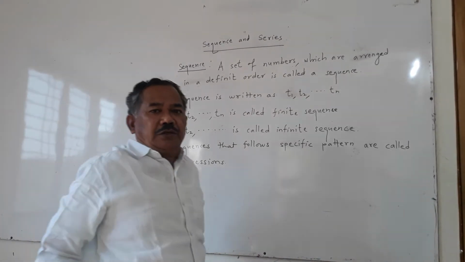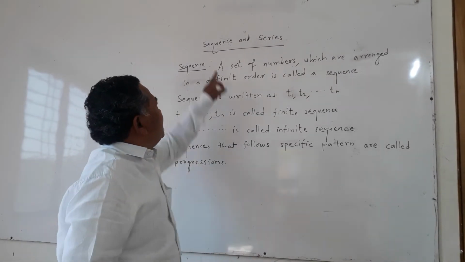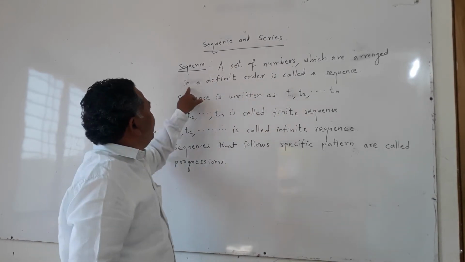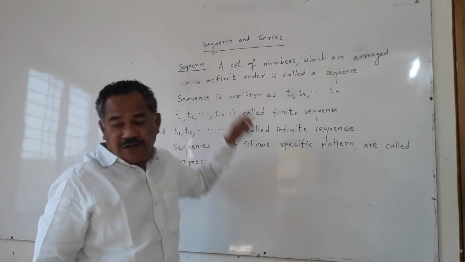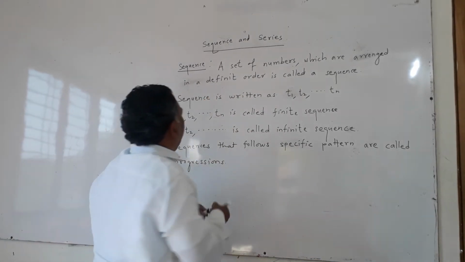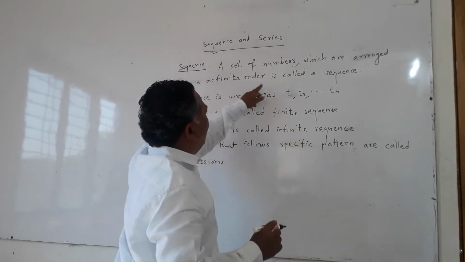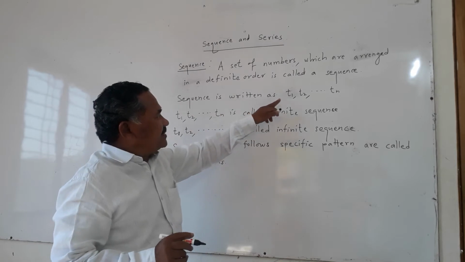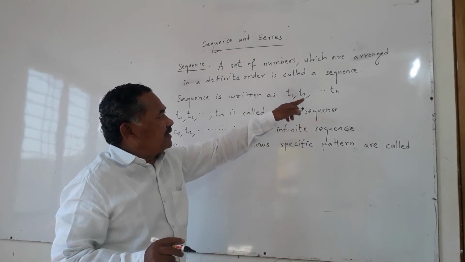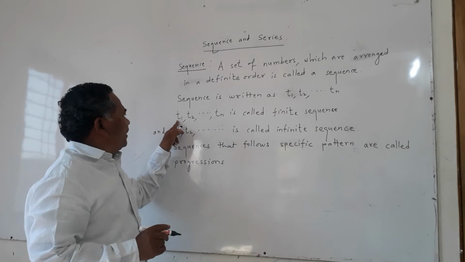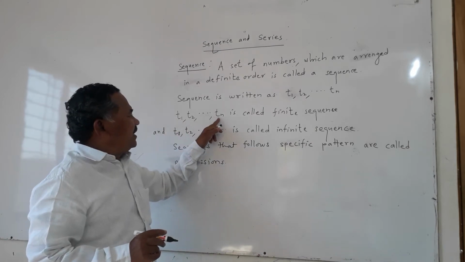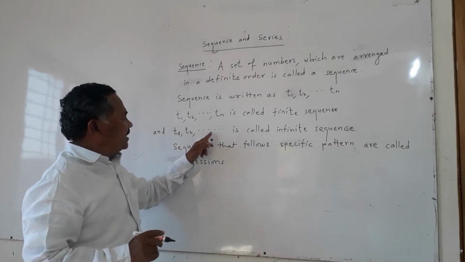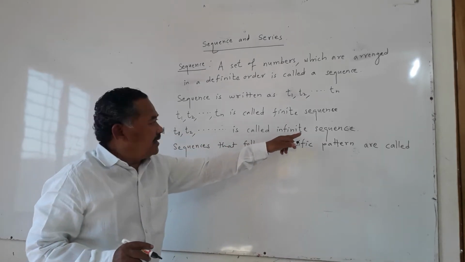Hello students, we have to learn sequence and series. A set of numbers which are arranged in a definite order is called a sequence. Remember, a sequence is written as T1, T2, T3, ..., Tn. T1, T2, ..., Tn is called a finite sequence, and T1, T2, ... up to infinity is called an infinite sequence.